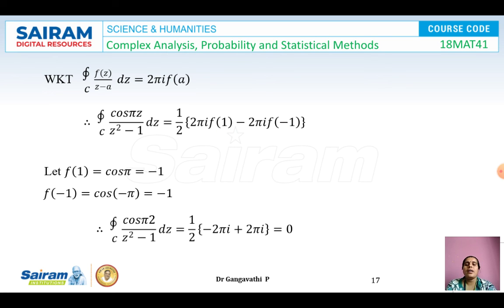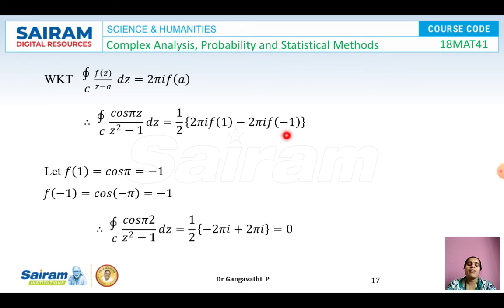For f of 1, we need to consider our f of z. f of z is the term in the numerator, which is cos pi z. So cos pi z with z equal to 1 gives cos pi into 1. The cos pi value is minus 1, as we all know very well. So f of 1 results in minus 1.